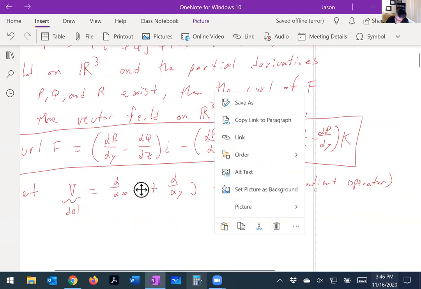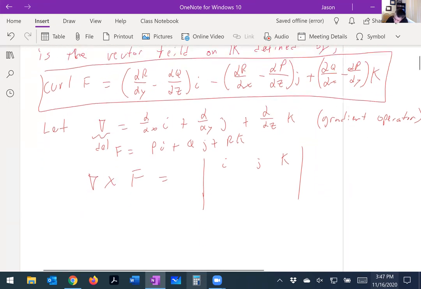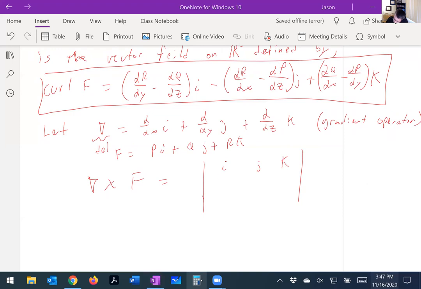Okay, so if we cross del with F, and what's F? F is Pi plus Qj plus Rk. If we cross product this, then we can write this as ijk as a 3x3 matrix, and we want to find the determinant of this 3x3 matrix. That's the cross product. So this is going to be d dx, d dy, and d dz, the partial with respect to x, the partial with respect to y, the partial with respect to z. And then we're going to have F, which is P, Q, and R.